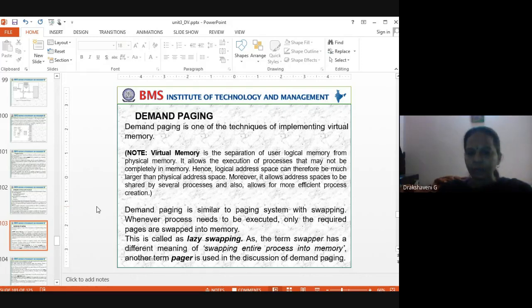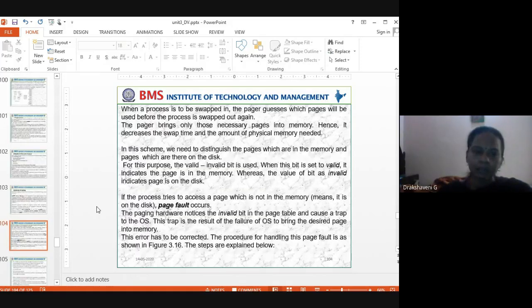As the term swapper has a different meaning, swapping an entire process into memory, another term, pager, is used in discussing demand paging. Same way you would have seen Ajax: instead of refreshing everything online, when a cricket match is going on, only the current players' score should be changed. Same way in demand paging, whichever page is asked, only that page is taken, executed and saved back. That's what demand paging says to us.